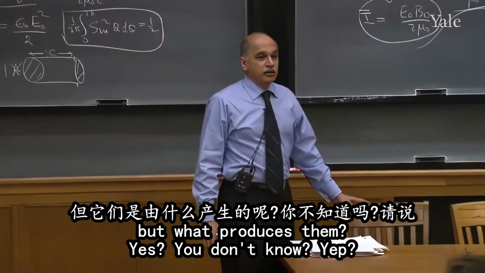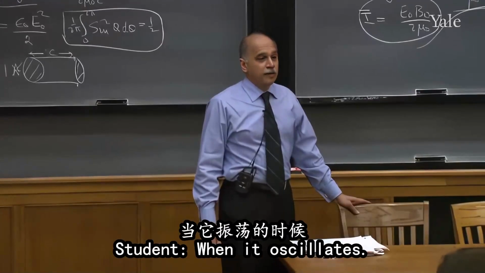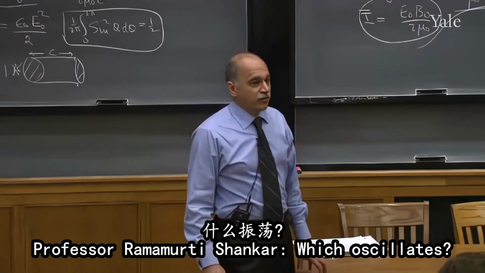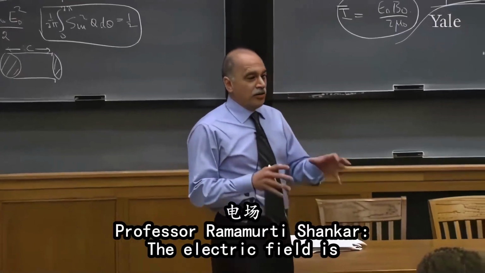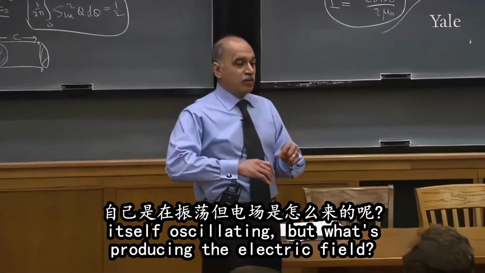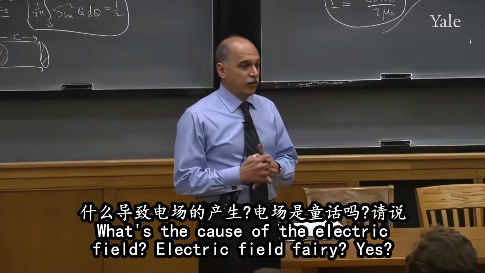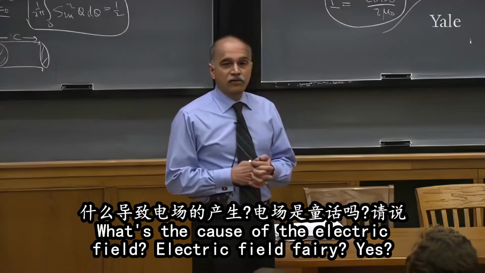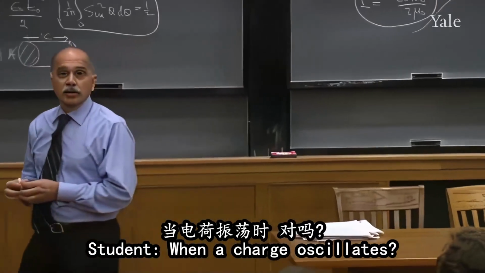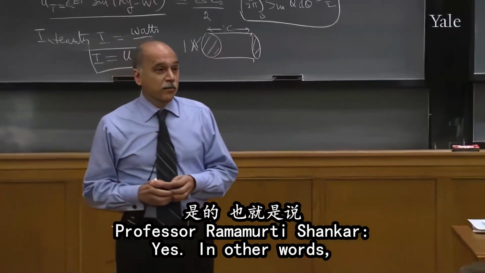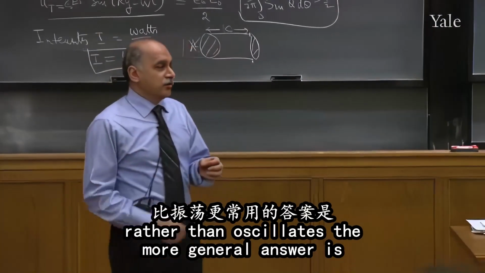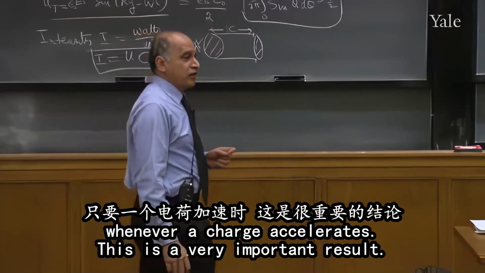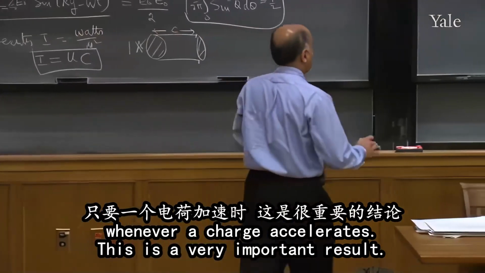Yes? You don't know? Yep. When it oscillates. Pardon me? When it oscillates. Which oscillates? The electric field. The electric field is itself oscillating, but what's producing the electric field? What's the cause of the electric field? Electric field vary? Yes. When a charge oscillates? Yes. In other words, rather than oscillates, the more general answer is, whenever a charge accelerates, this is a very important result.